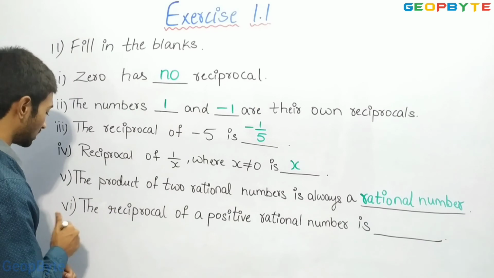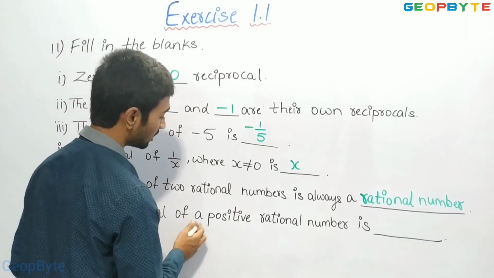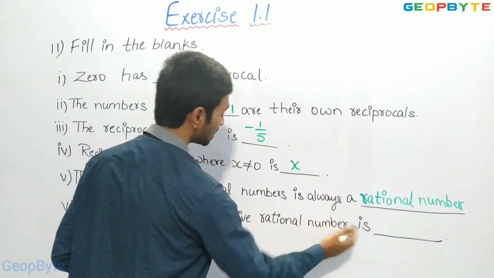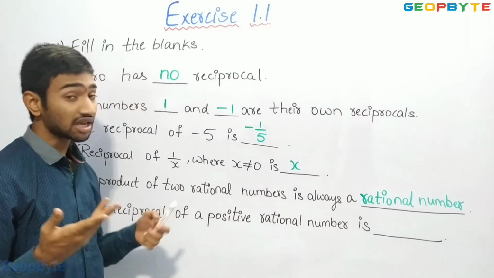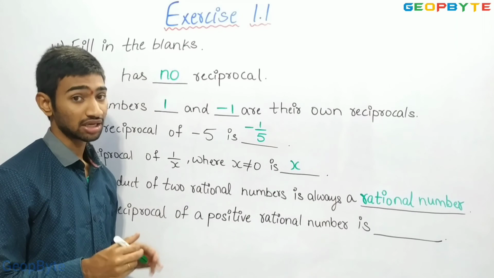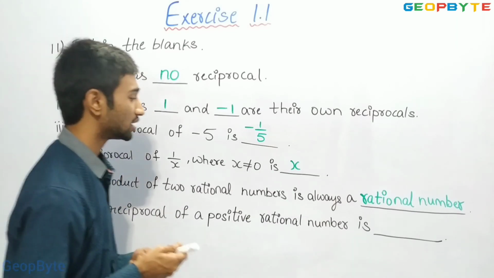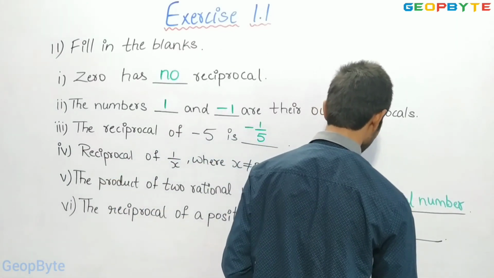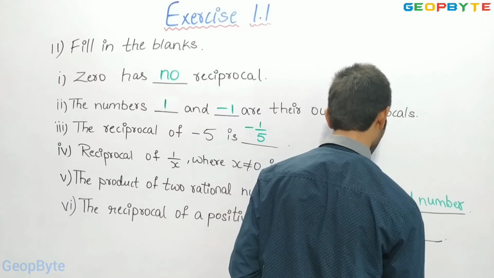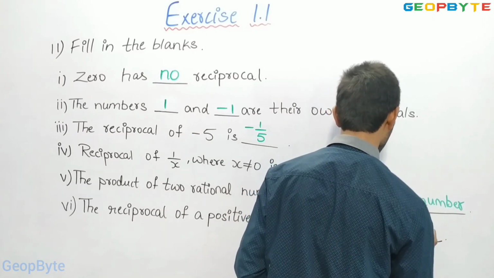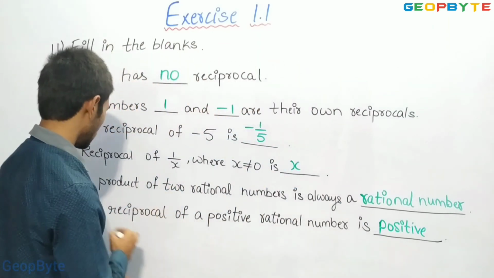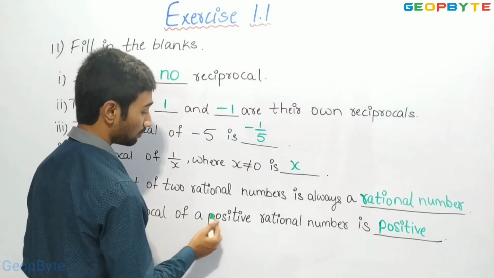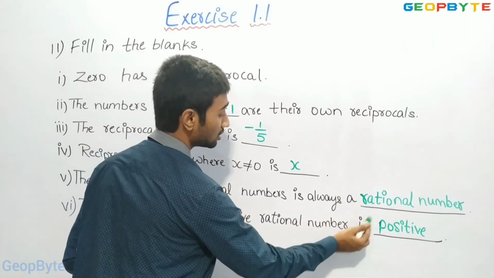Next, sixth one. The reciprocal of a positive rational number is dash. So, we know that the reciprocal of any positive rational number is always positive. Let us write. Therefore, the reciprocal of a positive rational number is positive.